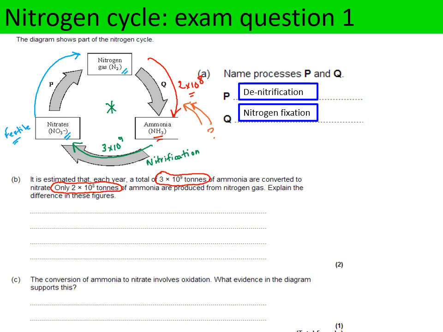So decomposition of that dead organic material releases ammonium ions or ammonia into the soil by the action of saprophytes, fungi and bacteria. So they decompose the dead plants and dead animals. The organic nitrogen is released into the soil as ammonia, and that's where the extra ammonia comes from, which is then converted to nitrates through nitrification.